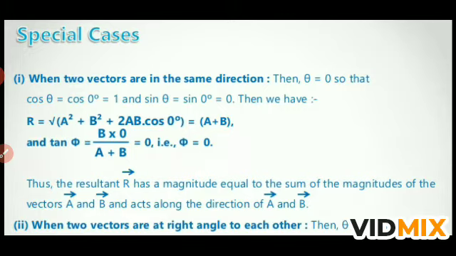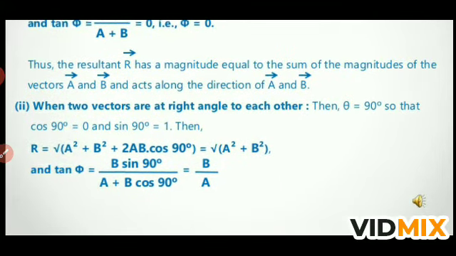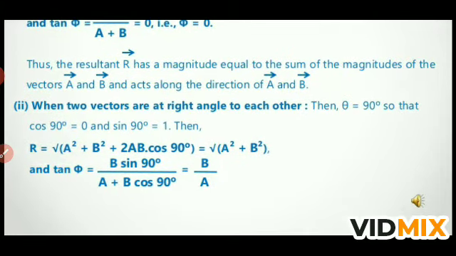So when the two vectors are in the same direction, the resultant is A plus B, and the direction of the resultant is 0, which means phi is equal to 0. So we can say the resultant R has a magnitude equal to the sum of the magnitudes of A and B and acts along the direction of A and B, which means the resultant is in the same direction as A and B.